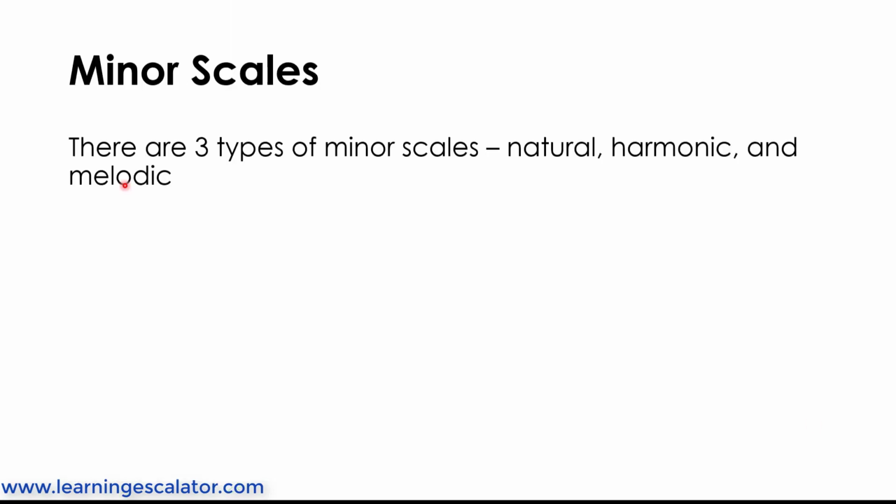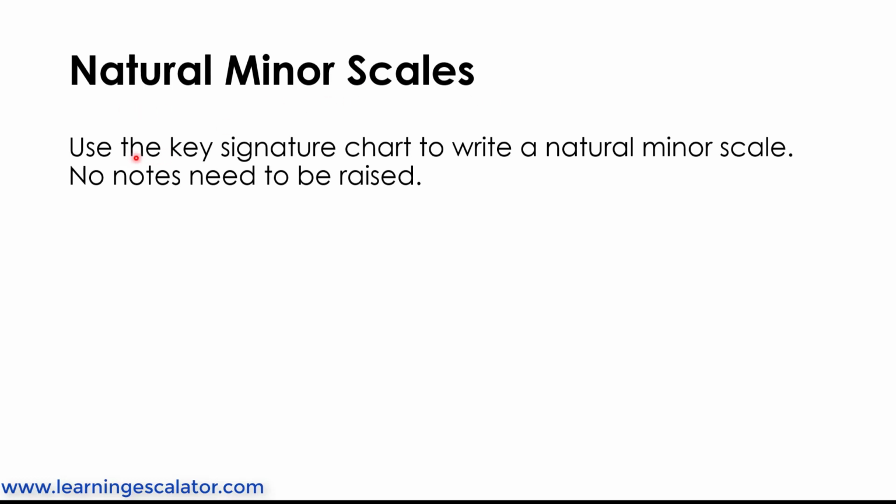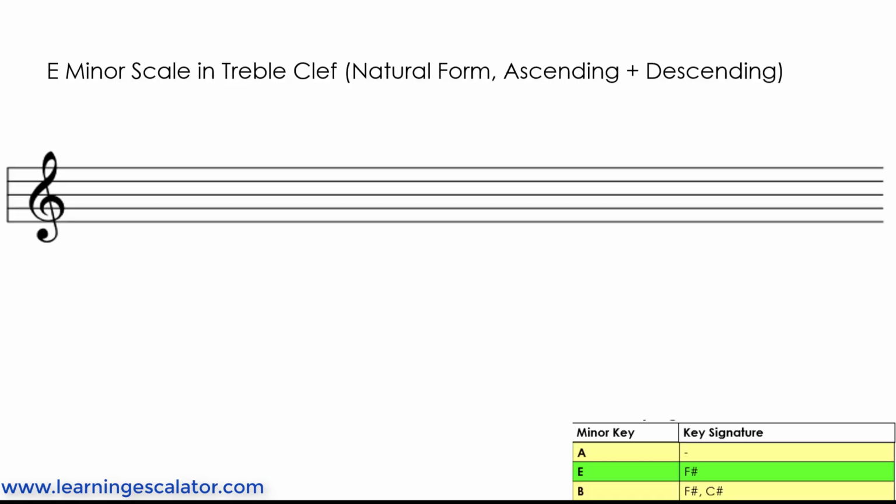Now minor scales. There are 3 different types of minor scales: natural, harmonic, and melodic. Natural minor scales is when you use the key signature chart to write a natural minor scale. No notes need to be raised. So you would just write the key signature and start on that note and go up and go down if you're supposed to. So for example, E minor scale in the treble clef in natural form, ascending and descending. Over here I provided the key signature in case you forgot. So E minor has one key signature, F sharp.